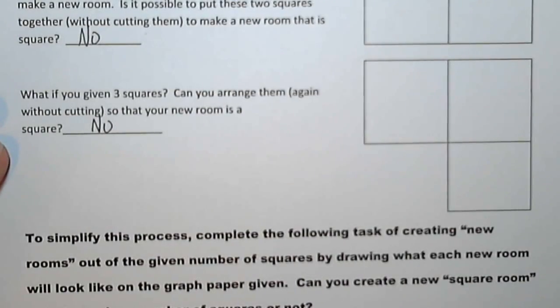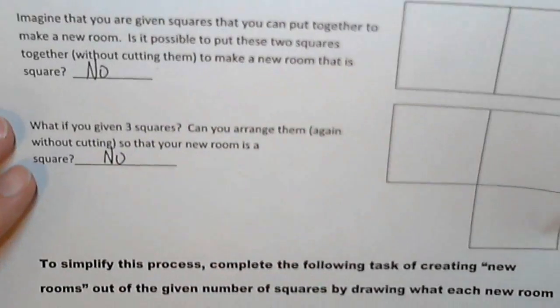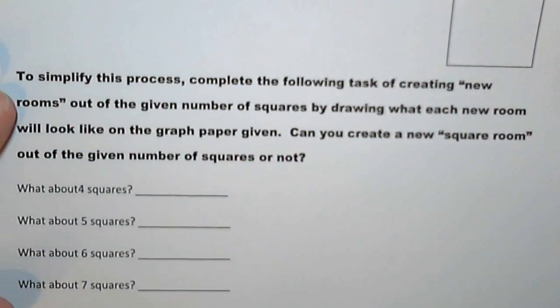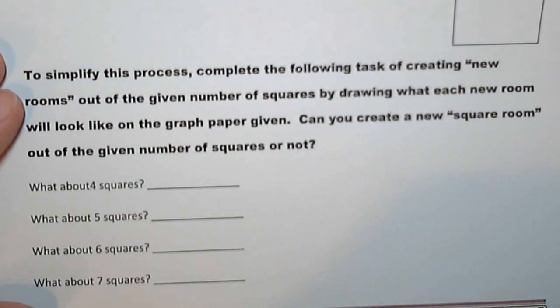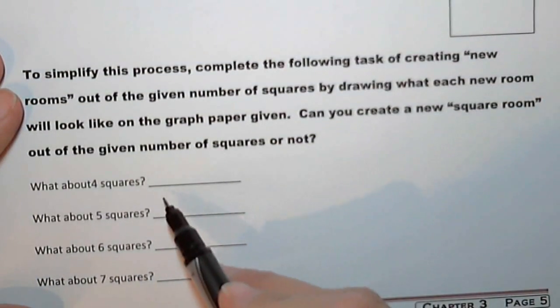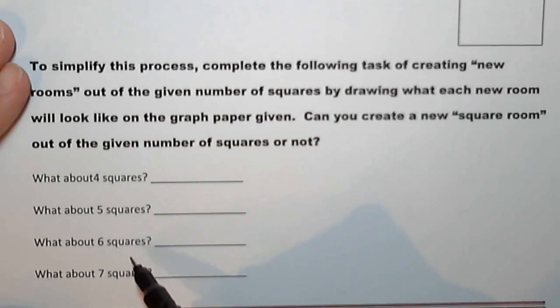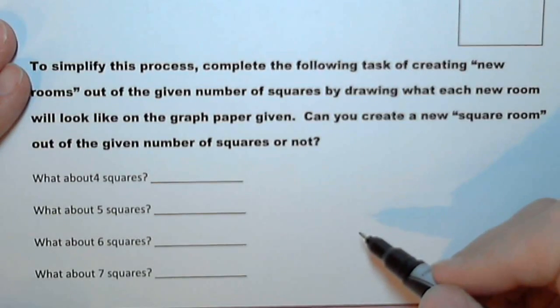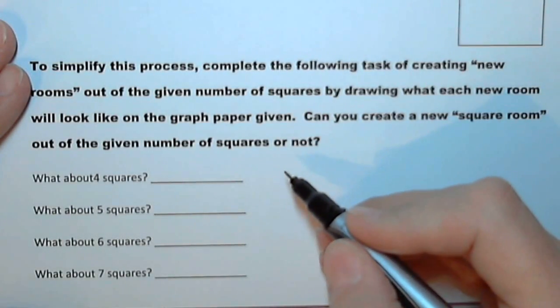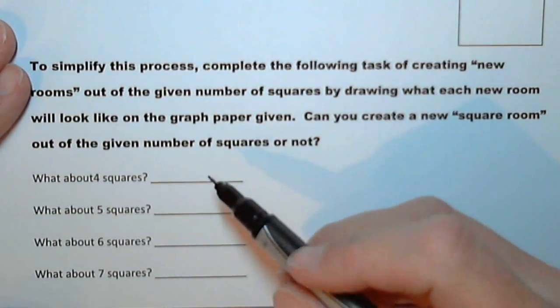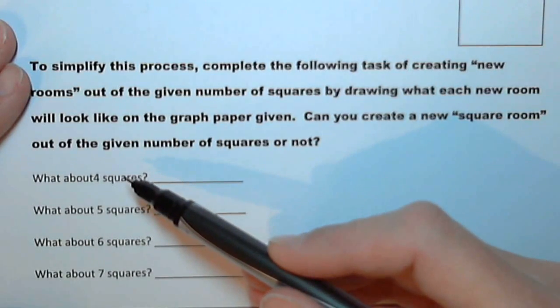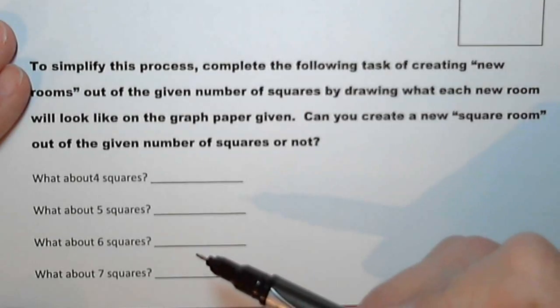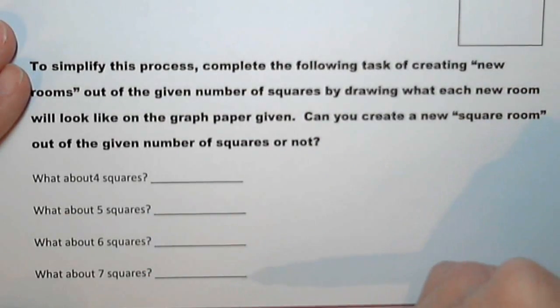What your job is to do now is to imagine what would happen if we were given 4 squares or 5 squares or 6 squares or 7 squares. And the sheet you have actually should have some graph paper on the side. And I want you to use the graph paper to imagine drawing a room that is 4 squares big. Is it a square room or not? What about 5 squares big, 6 squares, 7 squares?